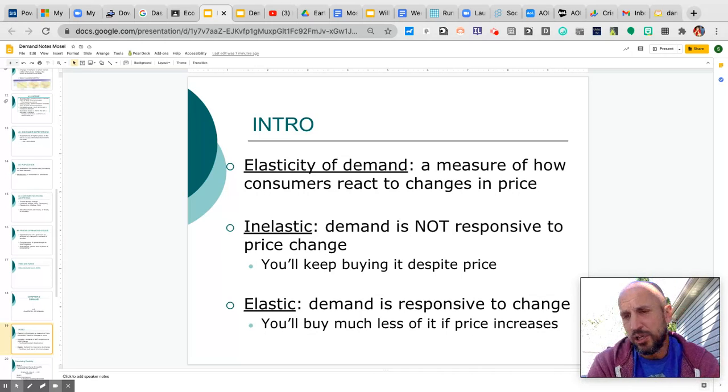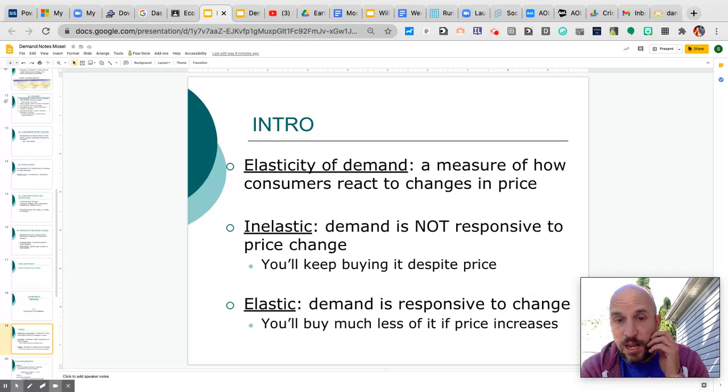All right. So think about this pandemic we've been having. Toilet paper, paper towels. No matter how much they were raising the prices on those, especially at the beginning of the pandemic, we were buying it. Because we needed it. So that would be an example of inelastic. No matter what the price was, we were still going to buy it.